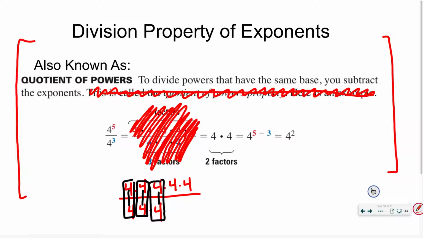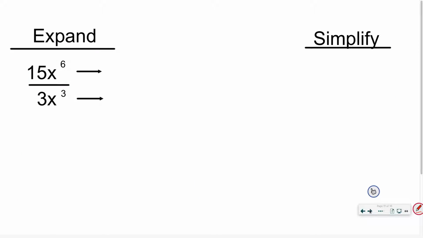So we're going to take a look at this example here to prove why using a rule may not always be as helpful. Okay, so if we did the same thing, now we're still dividing, we have this, our base is still the same, right? We have an x in our numerator, we have an x in our denominator. If I wanted to break out the numerator, how would I break out 15x to the 6th? What would it look like?